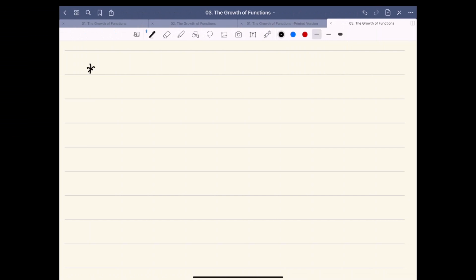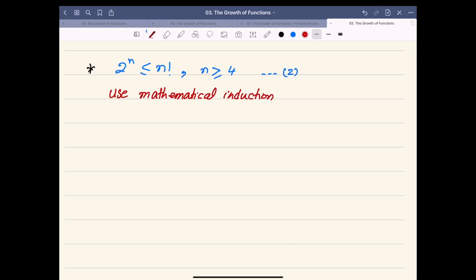Now for the next inequality, it is 2 to the power n less than or equal to n factorial, and n should start from 4. We will label this inequality by 2. Now to prove this inequality, you can use mathematical induction. So here we write: use mathematical induction to prove equation number 2.